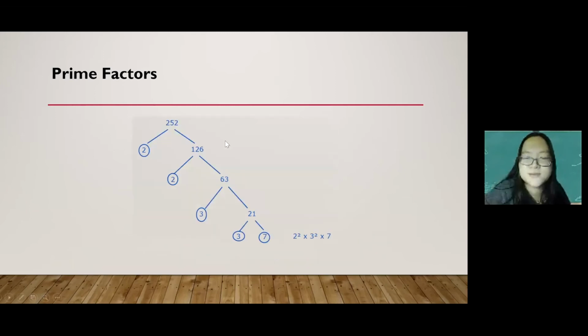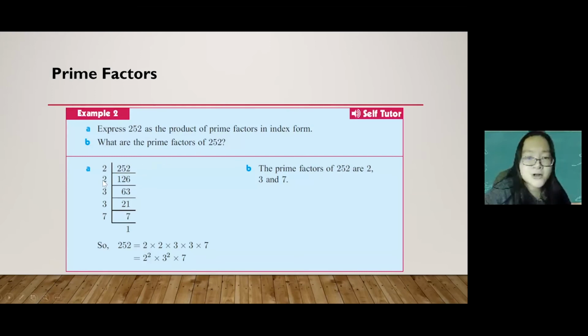So, this is a picture from doing it before. This is the ladder method. For the ladder method, you basically keep dividing by prime numbers until you end up with 1 at the end. So you could totally do this too. And I guess it's a bit more space efficient. If you want to use less paper, this one might be better.